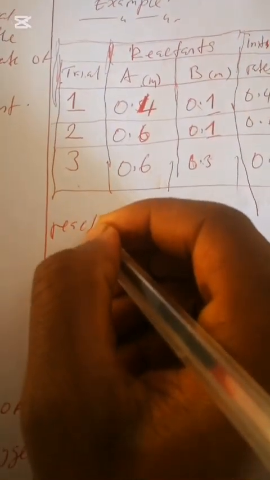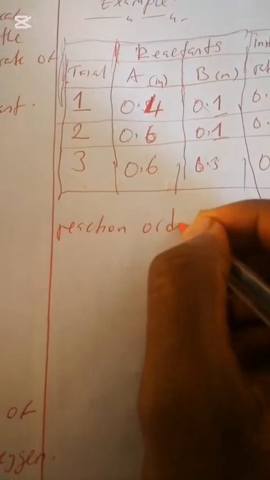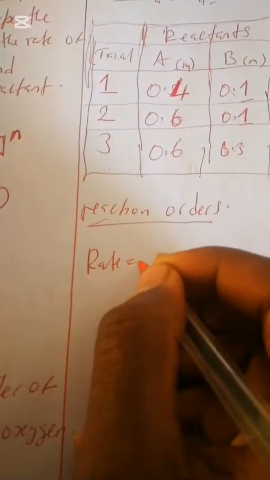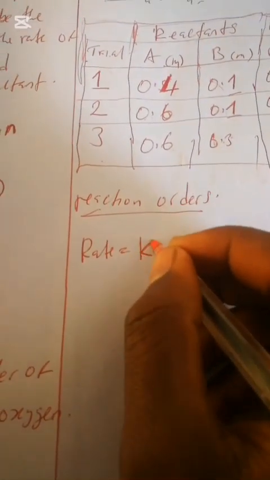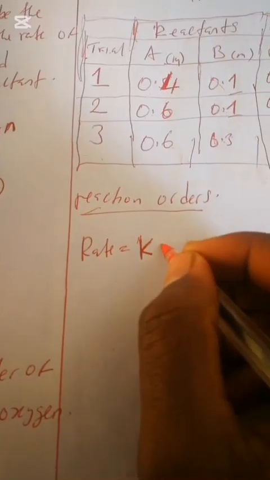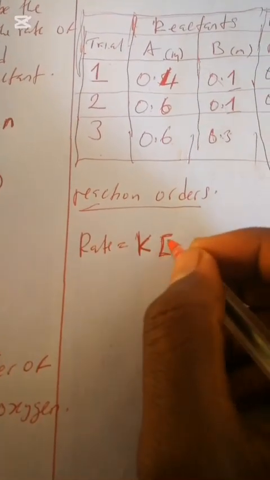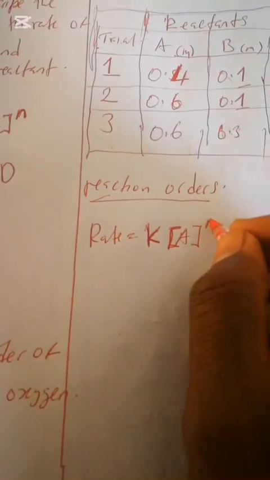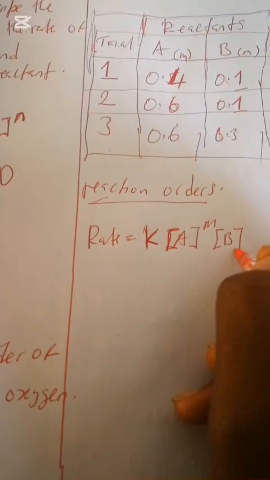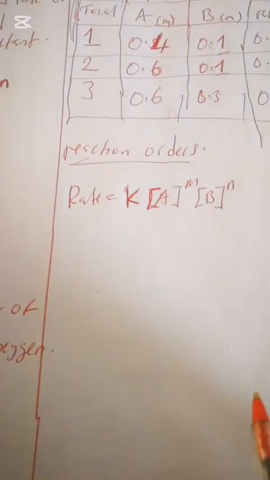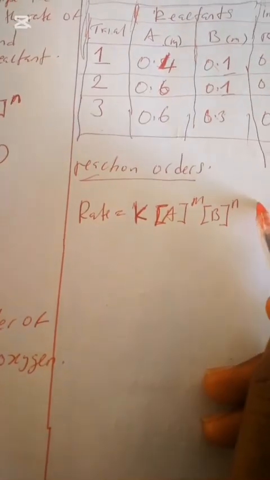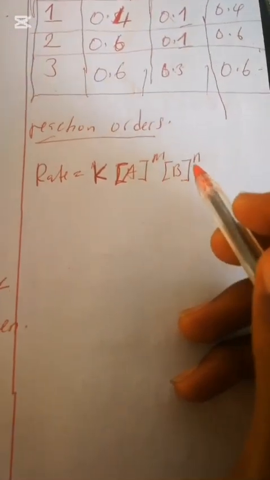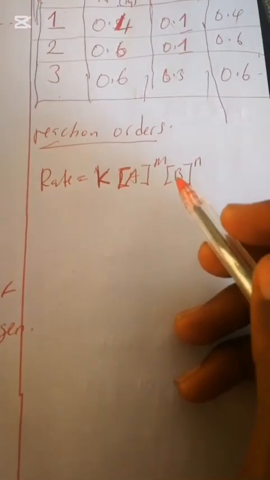So for the reaction orders, rate is equal to what? The constant K, then A to the power M, then B to the power N. So they want the reaction orders, M and N. According to our question, they want us to find the reaction orders. So how can you find the reaction orders?